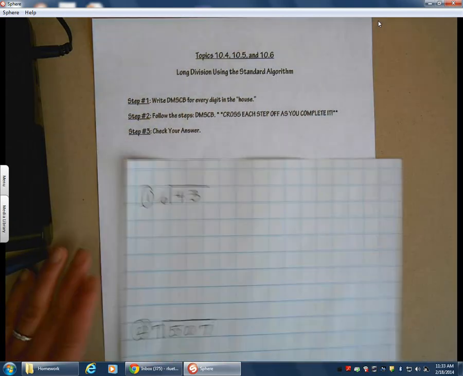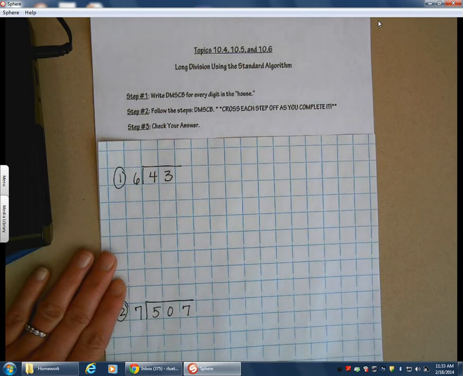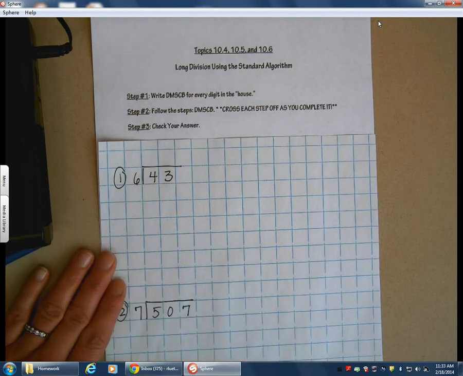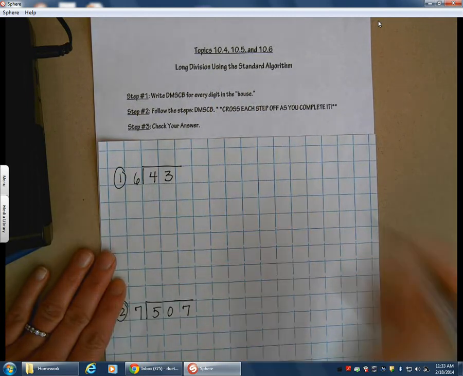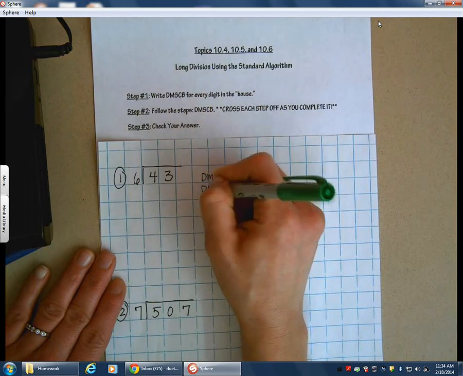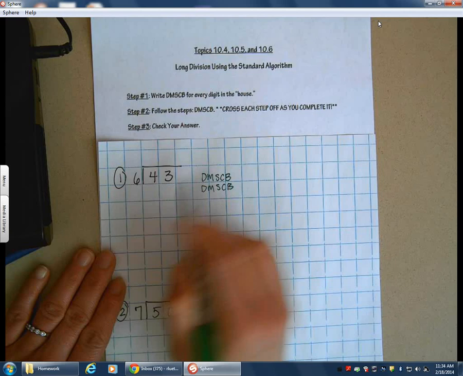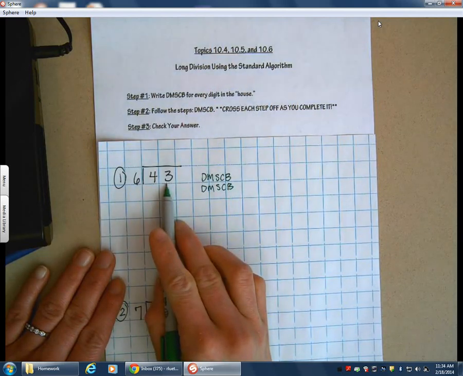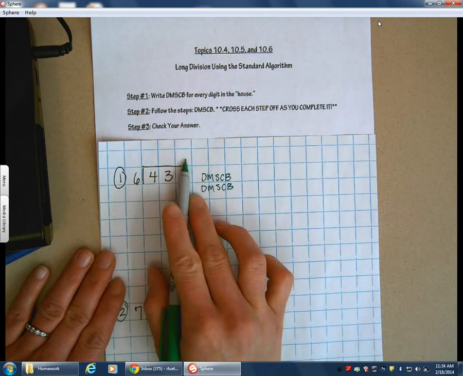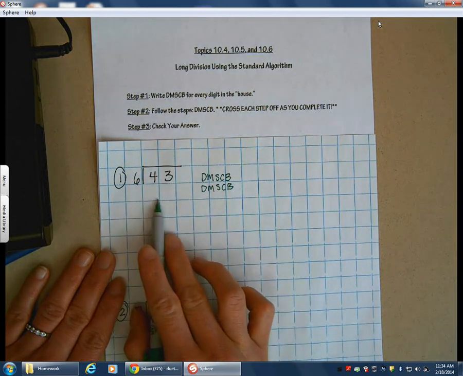So what I'm going to do now is show you how to follow these steps to use the standard algorithm for division. Our first problem is 43 divided by 6. The first thing I need to do is write down, does McDonald's sell cheeseburgers 2 times? Because there are 2 digits in the house. Be sure to write this on the side of the problem so that you're not writing it where your answer goes or where you're going to be subtracting.